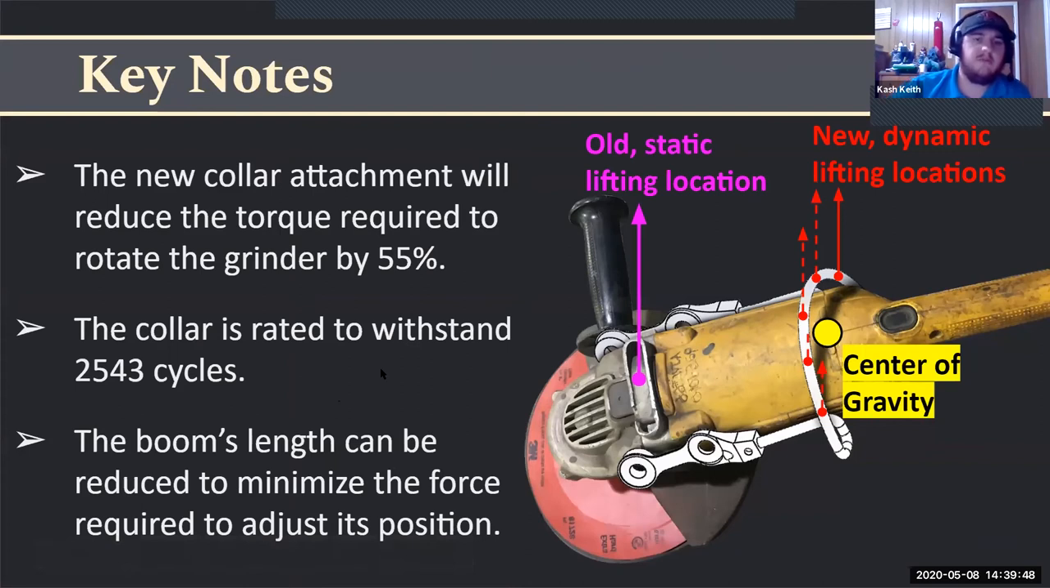The collar is rated to withstand 2,543 cycles, as I stated previously, which should ensure that we will not have to replace this as long as it has to go through a lot of things. And also, the boom length can be reduced to minimize the force required to adjust its position. Any questions?